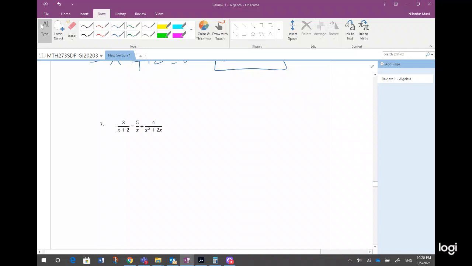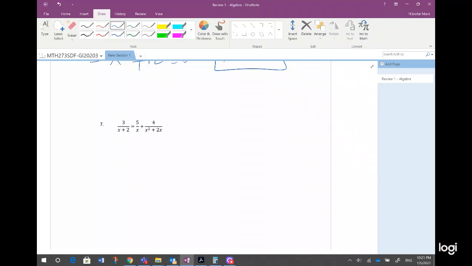How about this one here? Okay, so do you just flip them? No, you cannot, because you have two fractions on one side, so you can't. Okay, so what should I do then? Okay, so what I do is this.